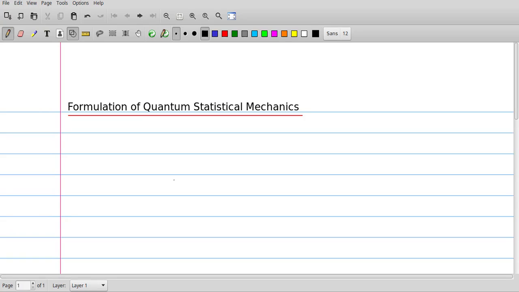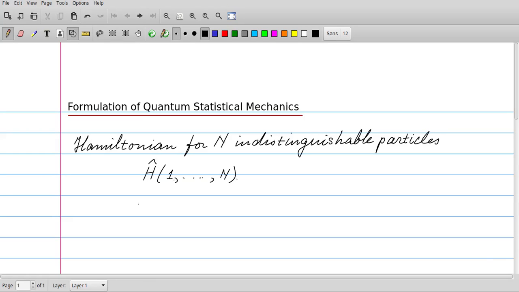This video is about the formulation of quantum statistical mechanics, and as usual, when we face a quantum problem we start by writing up the Hamiltonian. In fact, we don't specify the form of the Hamiltonian, but we just assume that it is an expression, an operator, which we can write as a function depending on the quantum numbers, the quantum operators corresponding to n indistinguishable particles.